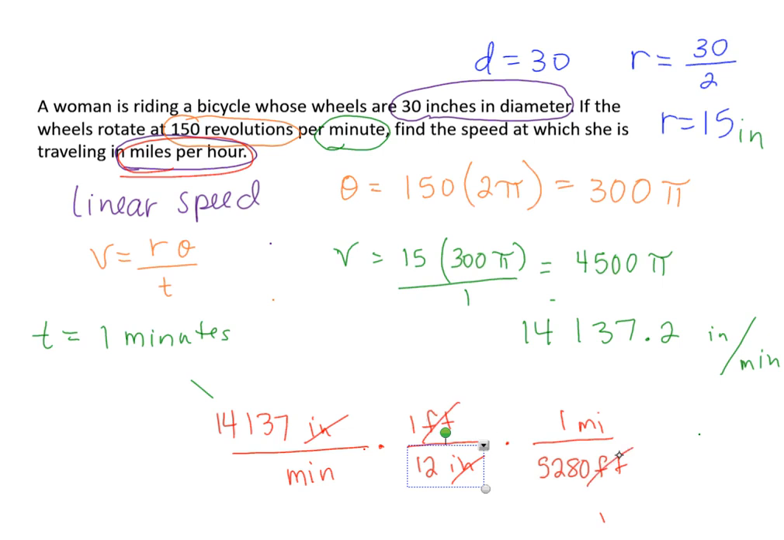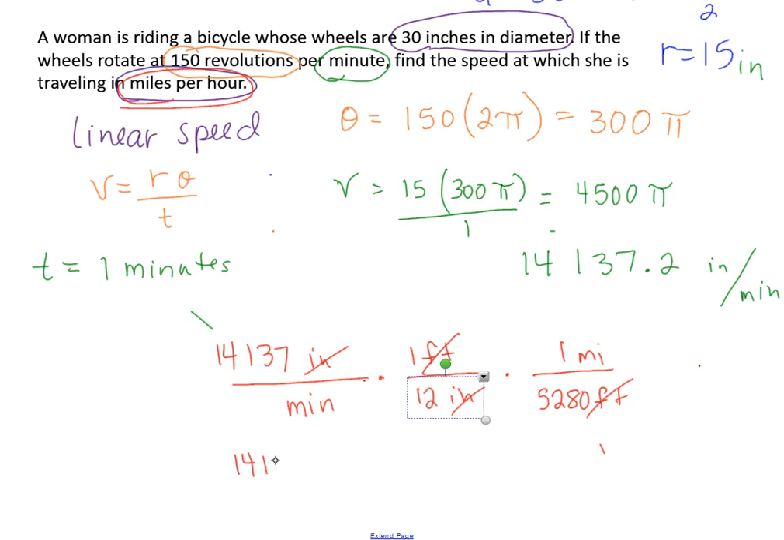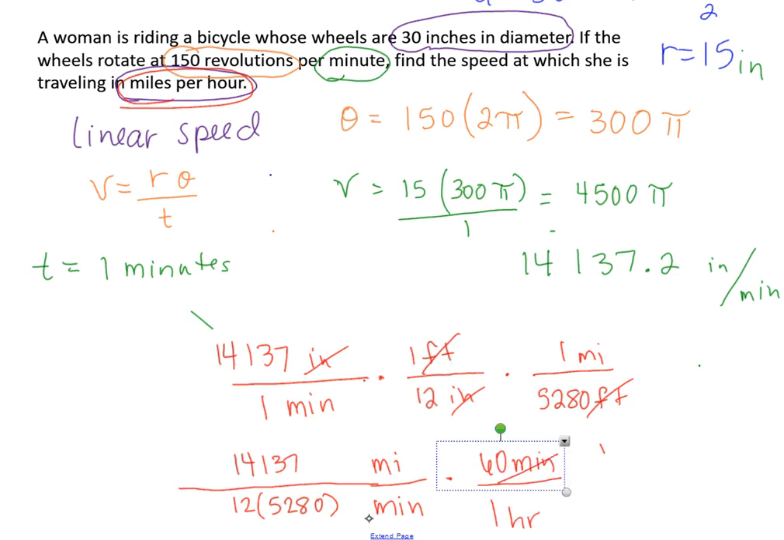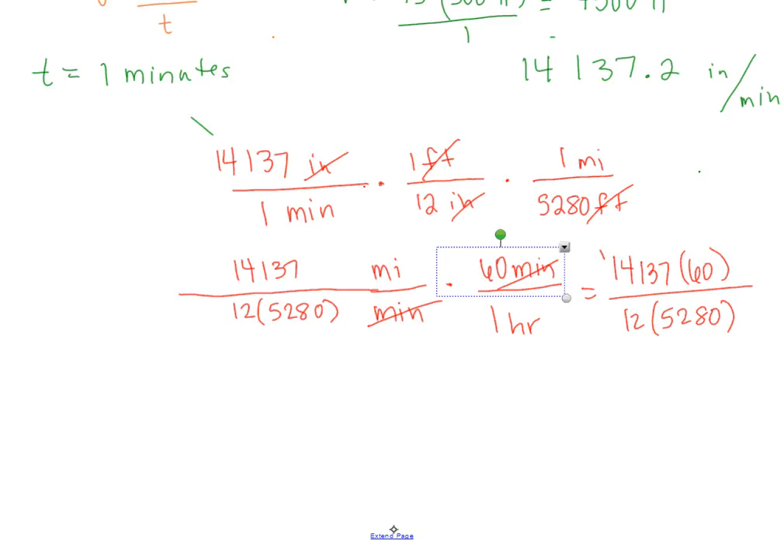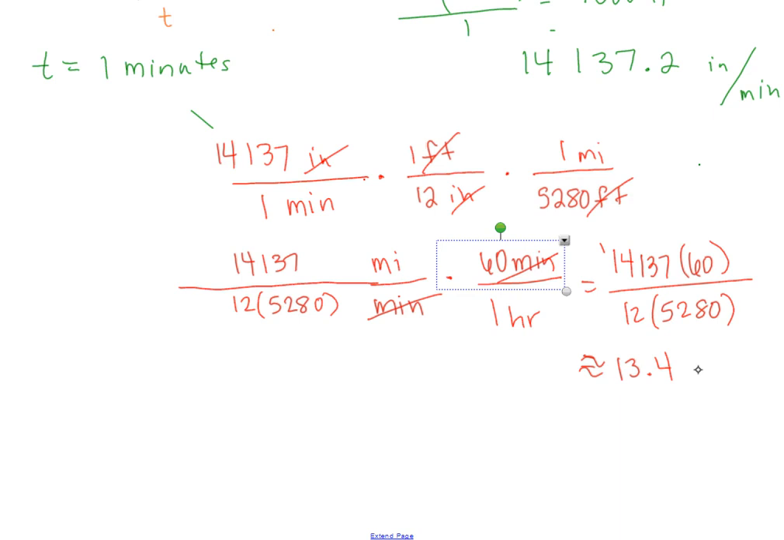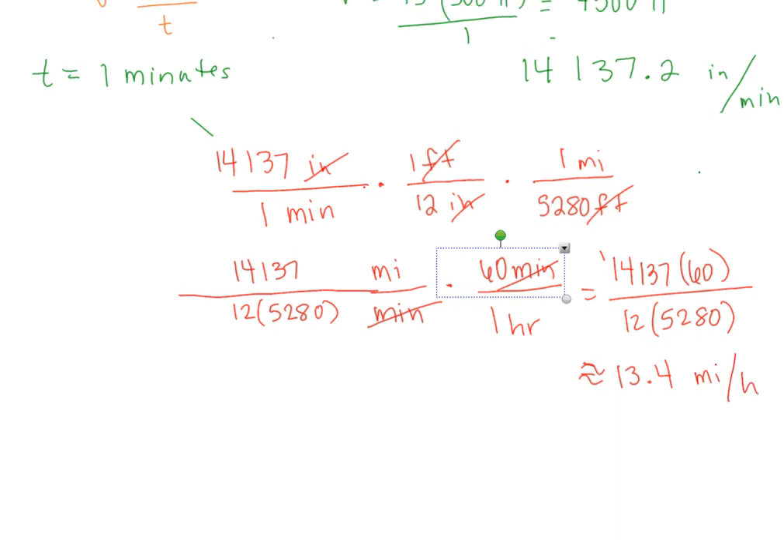Feet cancel each other. So at this point, we would have 14,137 times 1 over 12 times 5,280, and that is miles per minute. We want miles per hour, so one more conversion to do. We've got to multiply by 60 minutes over 1 hour, and you get rid of those minutes canceling. So I need 14,137 times 60 over 12 times 5,280, which is about 13.4 miles per hour. Now, that sounds more familiar.